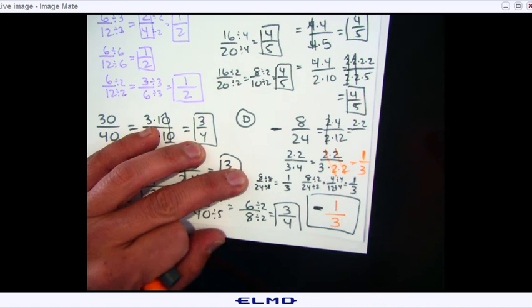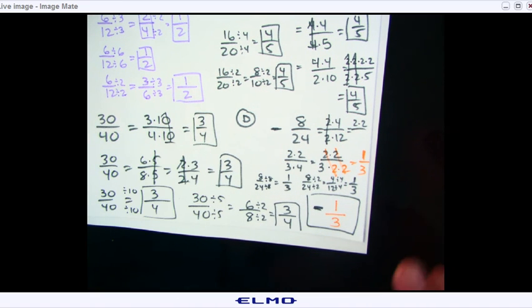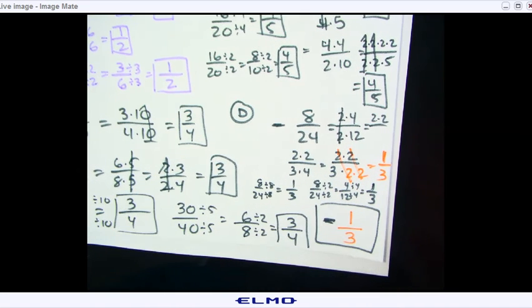1 over 3, because 4 times 3 is 12. 1 times 4. So far, so good? How many people got them all right? All of them? All right.